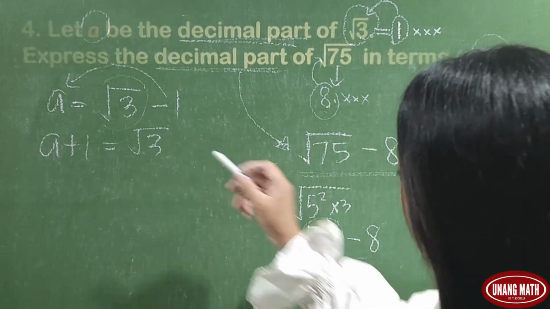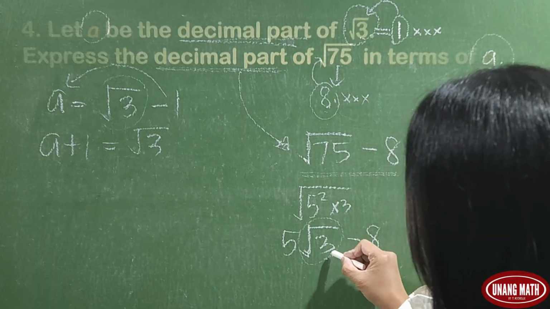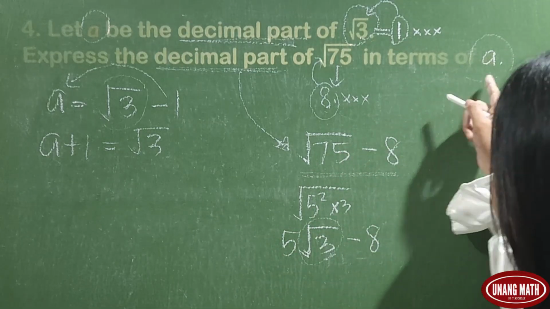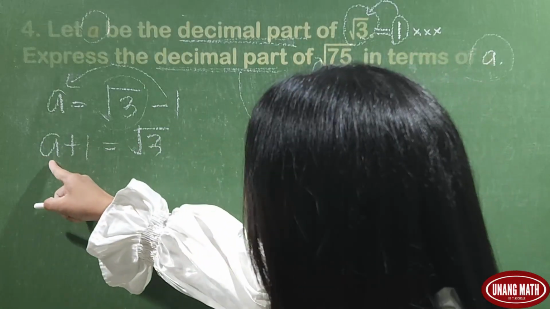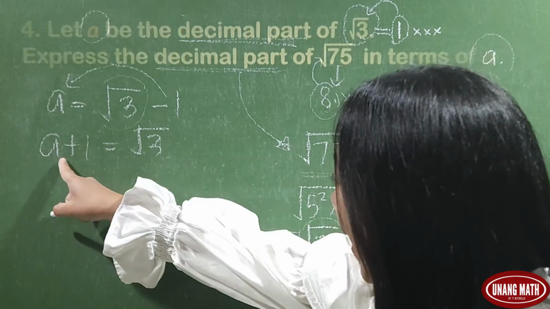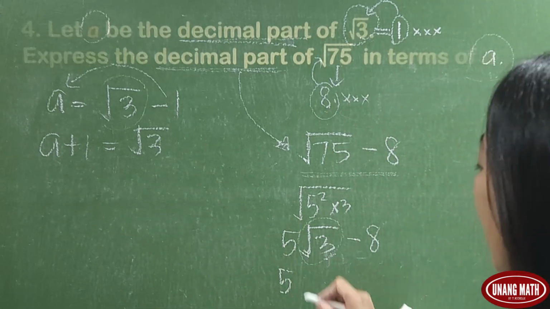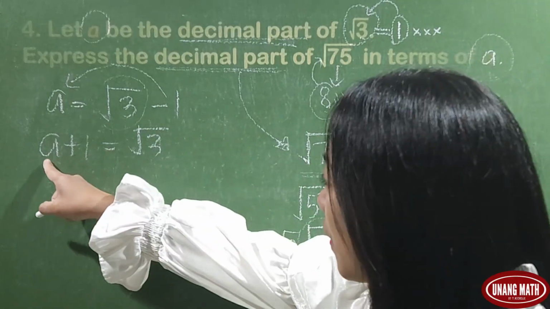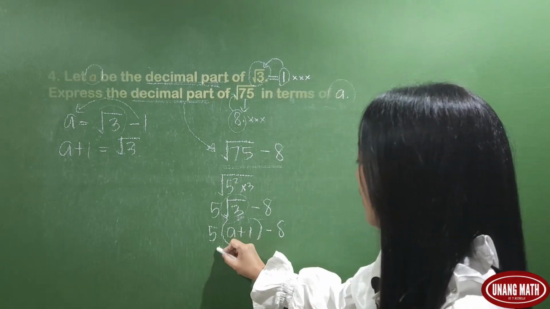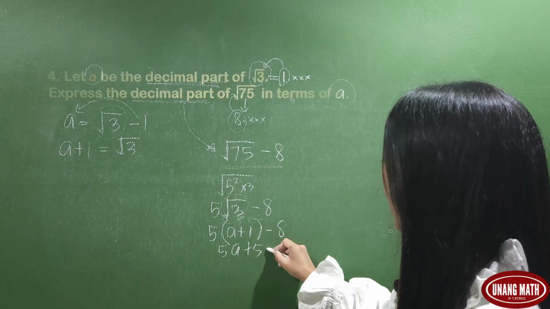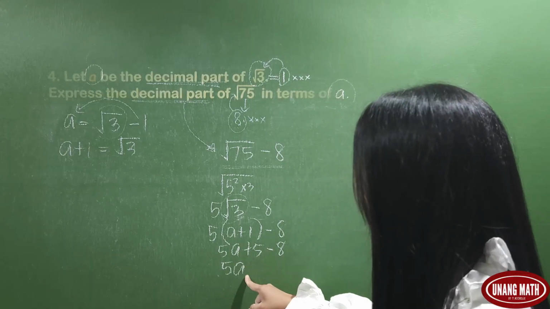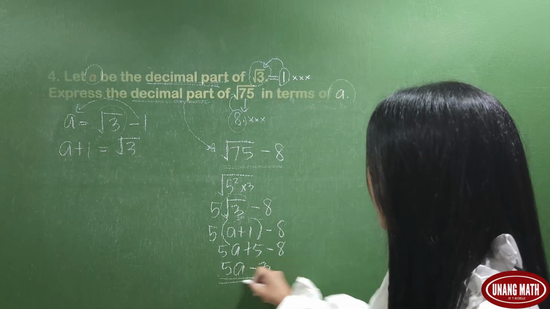So instead of square root of 3 here, we are now going to express this in terms of A. So square root of 3 here is A plus 1. So we will be substituting this square root of 3 with A plus 1. So this is now 5 times square root of 3. We are going to use A plus 1. So 5 times A plus 1 minus 8. So this is 5A plus 5 minus 8. And to simplify, this is now 5A minus 3.